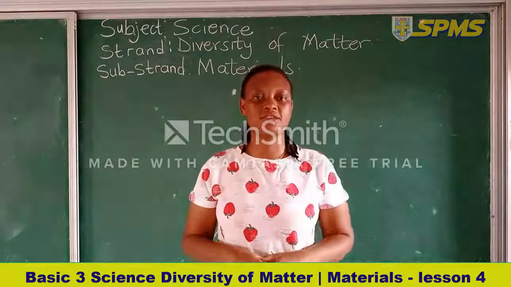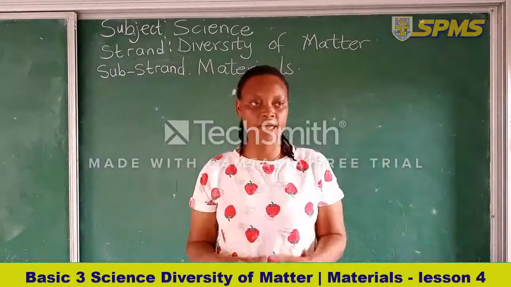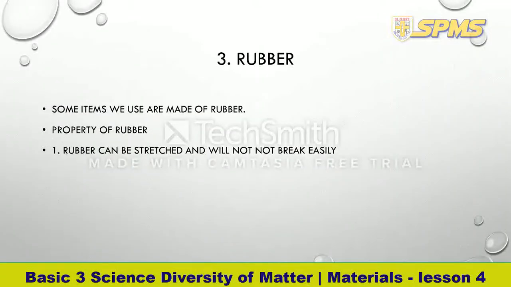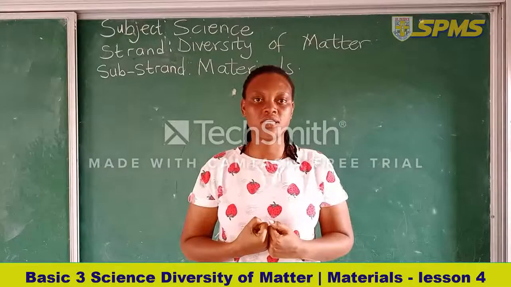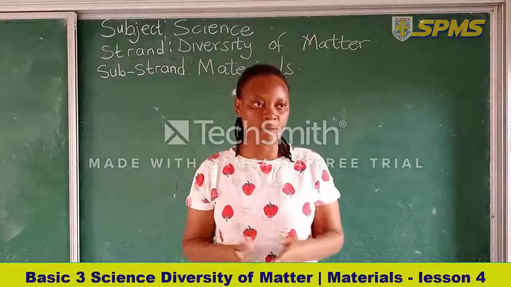Now to our last type of material, we have rubber. So some items we use are made of rubber. We have one property of rubber, and that is that rubber can be stretched and will not break easily. Okay, so we can stretch rubber and it will not break easily. So that is what rubber is. Elastic. It is elastic. You can stretch it without it breaking easily.